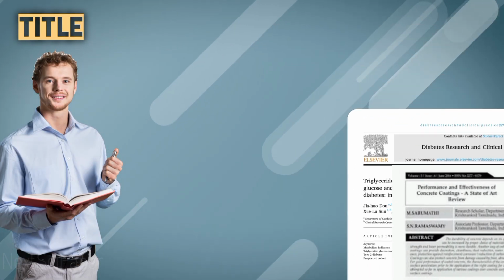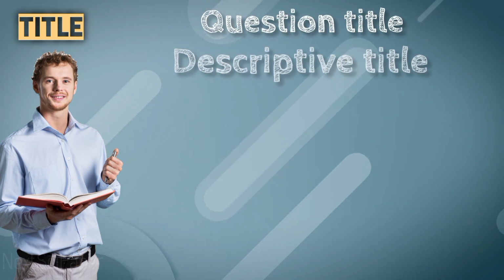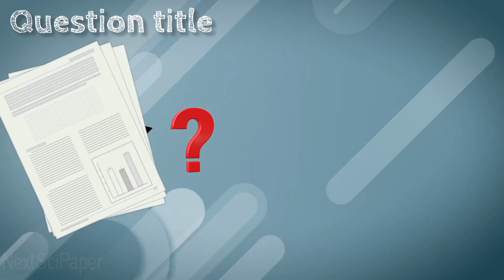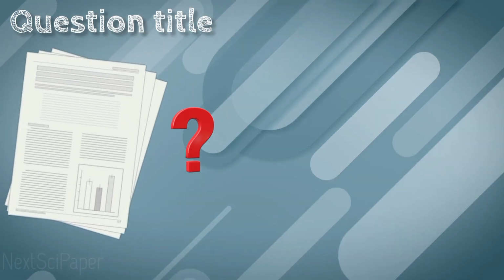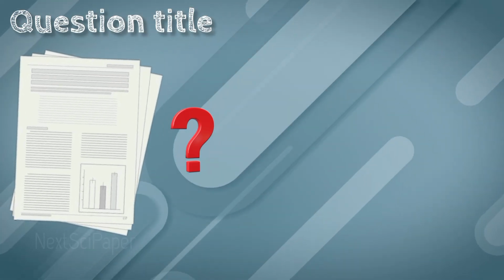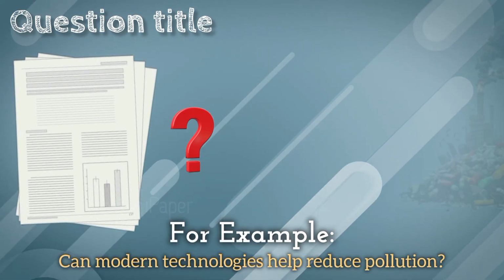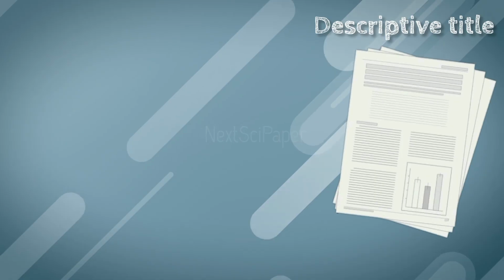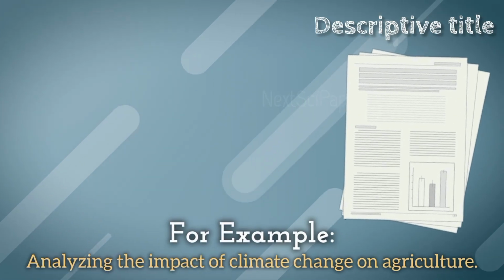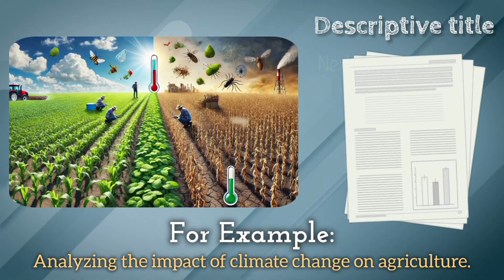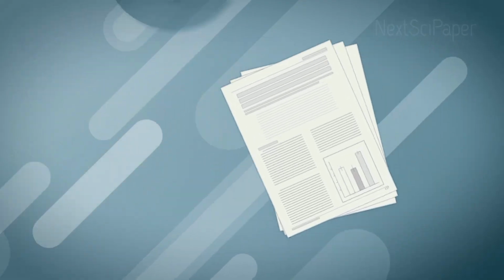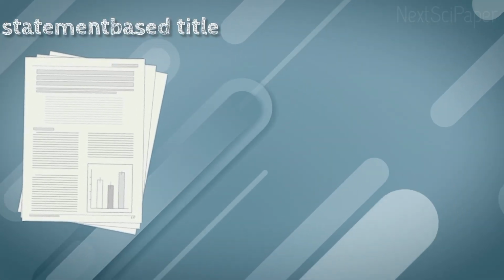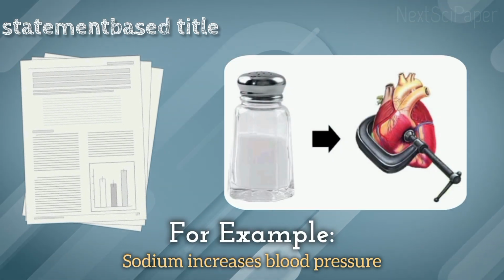Titles generally fall into three common categories: question-based, descriptive, and statement-based. A question-based title presents a question, and the reader understands that the article aims to answer it. For example, can modern technologies help reduce pollution? A descriptive title defines the scope and boundaries of the work. For example, analyzing the impact of climate change on agriculture. A statement-based title presents the main finding as a factual statement. For example, sodium increases blood pressure.